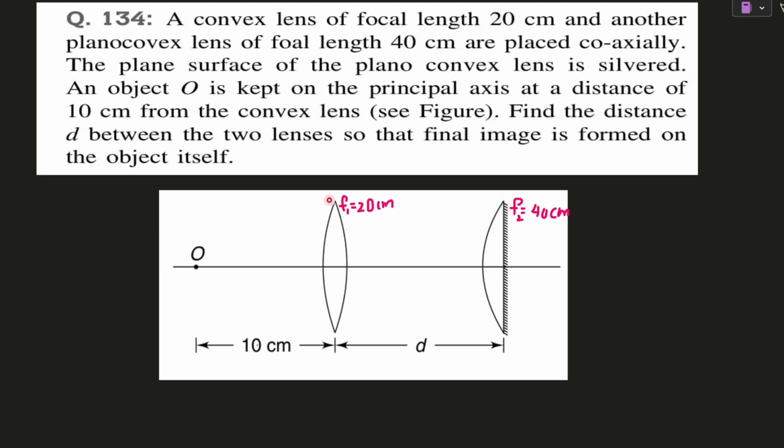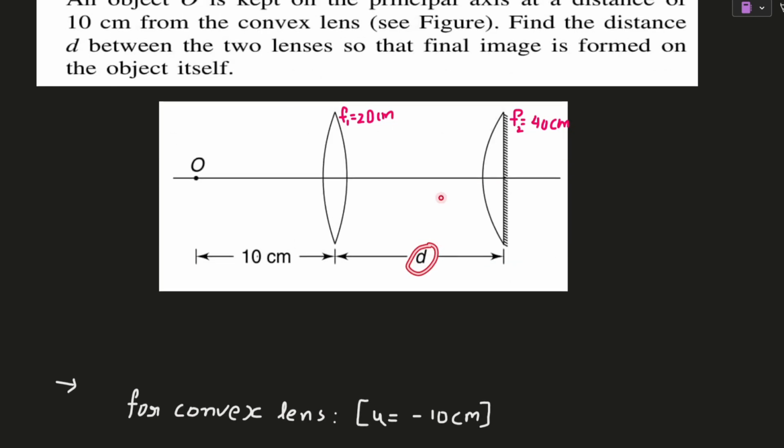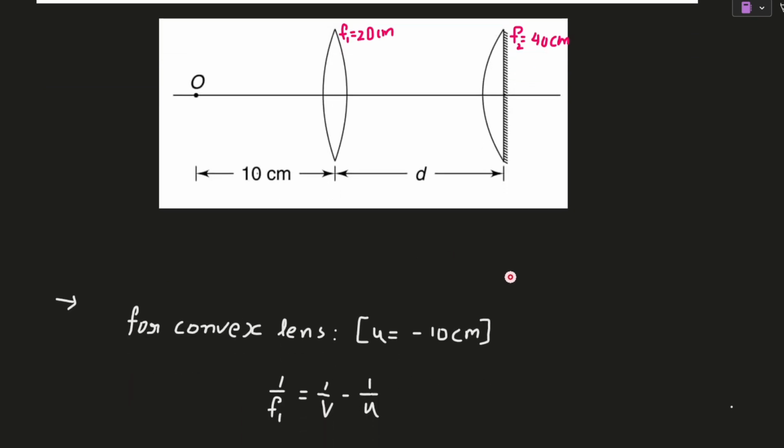So in the problem, we have a convex lens and a plano convex lens. One side is silvered. We have kept the object at 10 centimeters from the convex lens. After refraction, the image finally forms on the object itself. So we have to find the distance d between the two lenses. In the question they have given f1 equals 20 centimeters and f2 equals 40 centimeters. So we solve this problem step by step carefully.